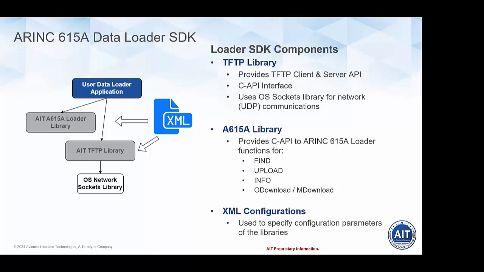Then the user application can access both of those libraries. To do just data load operations, the user application really only needs to use the 615A loader library, and the loader library uses TFTP. But in the diagram here, I just wanted to make it clear that the TFTP library API is exported. We deliver it with import libraries, documentation, samples, everything. So it's also possible to go directly to TFTP.